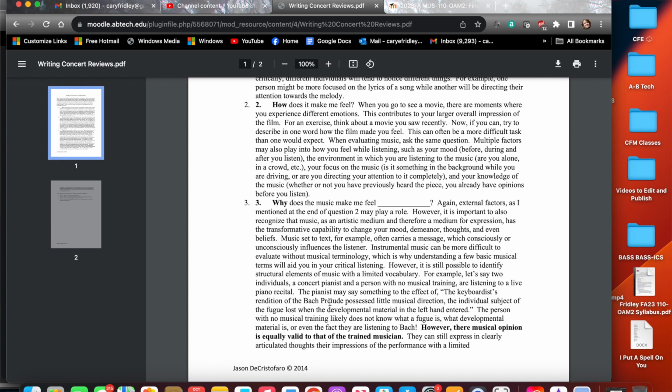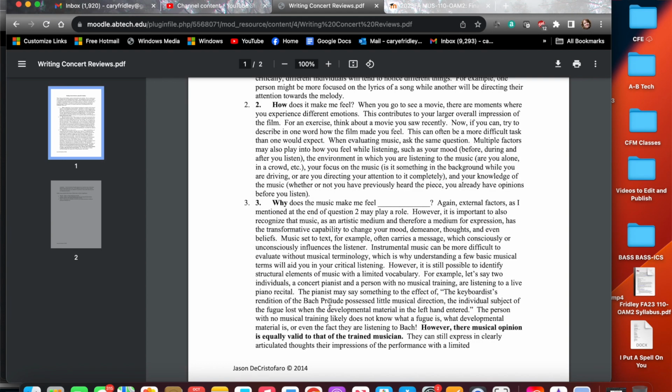When evaluating music, ask the same question. Multiple factors may also play into how you feel while listening, such as your mood before, during, and after you listen, the environment in which you are listening to the music, are you alone, in a crowd, etc. Your focus on the music, is it something in the background while you are driving, or are you directing your attention to it completely? And your knowledge of the music. Whether or not you have previously heard the piece, you already have opinions before you listen.